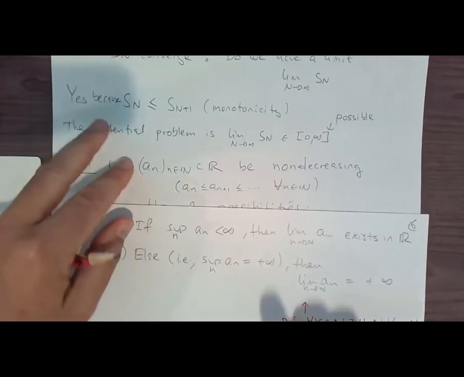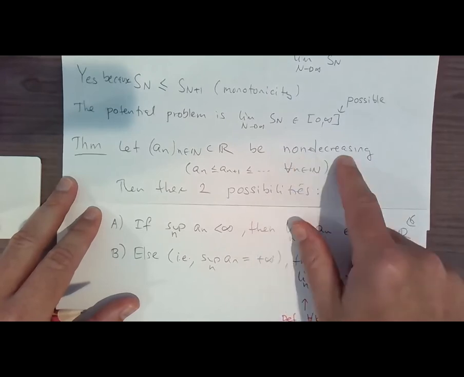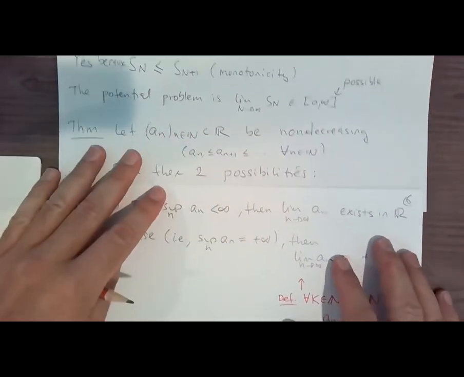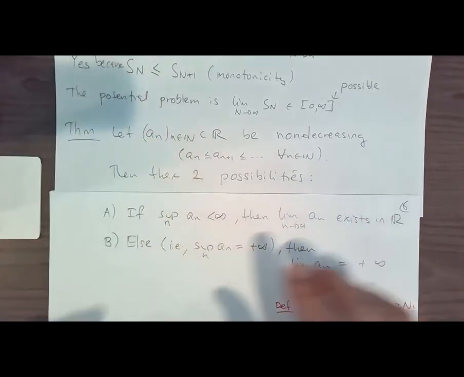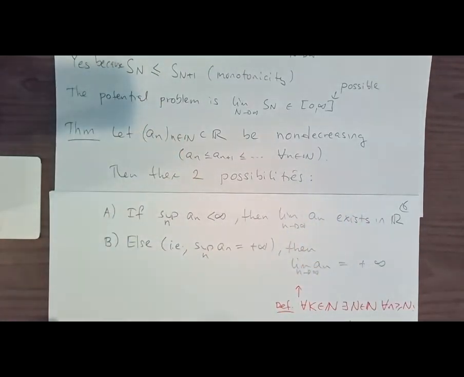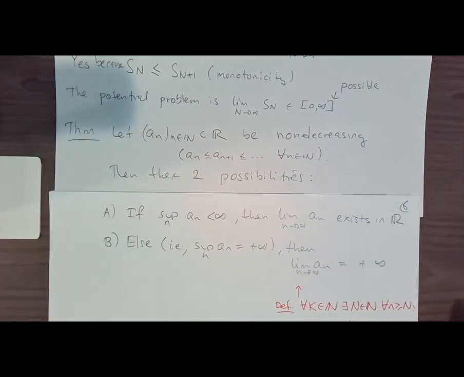Of course, there's a perfect analog of being decreasing. It's going to have the same properties, except that you're not going to converge to plus infinity, you're going to converge to minus infinity. And you get one from the other simply by plugging in a minus sign in front. So here I'm just stating the non-decreasing one.